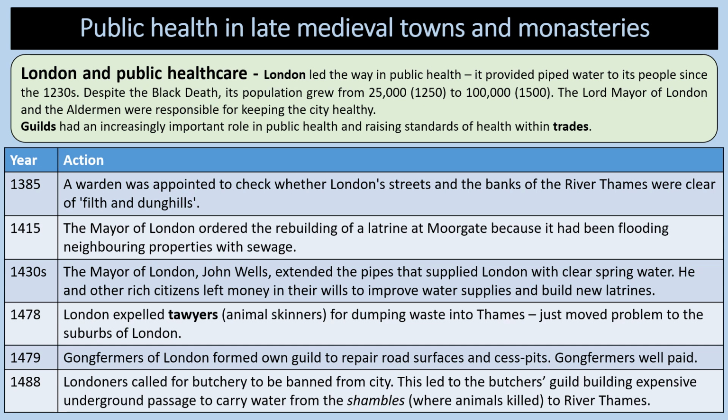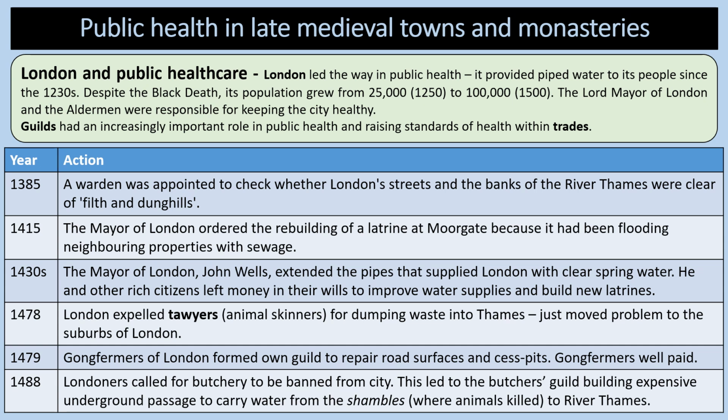Okay, so after the Black Death, London led the way in public health. It provided piped water to its people since the 1230s. Despite the Black Death, its population grew from 25,000 in 1250 to 100,000 in 1500. The Lord Mayor of London and the aldermen were responsible for keeping the city healthy. Now, guilds also had an increasingly important role in public health and raising standards of health within different trades. So different trades at the time, like tanners or butchers or fishmongers, they would have a guild that would represent them, and in order to trade in that, you'd have to be part of the guild, and they would kick people out if they had low standards.